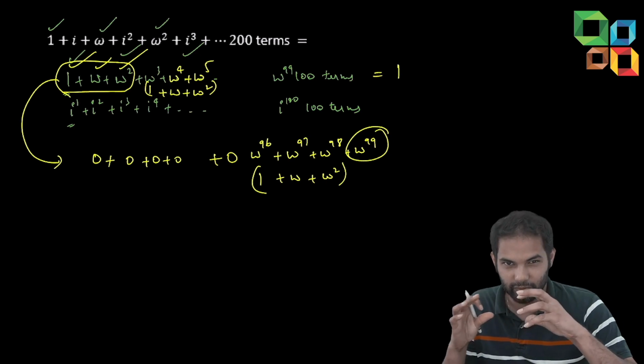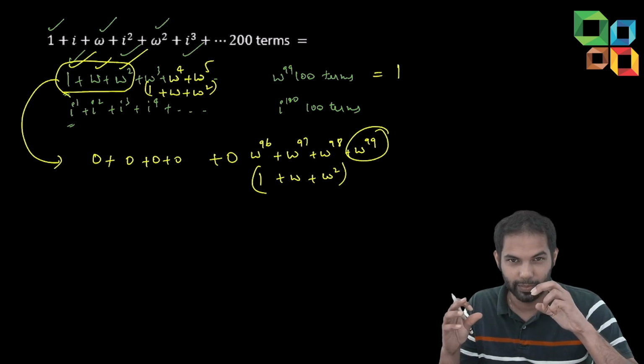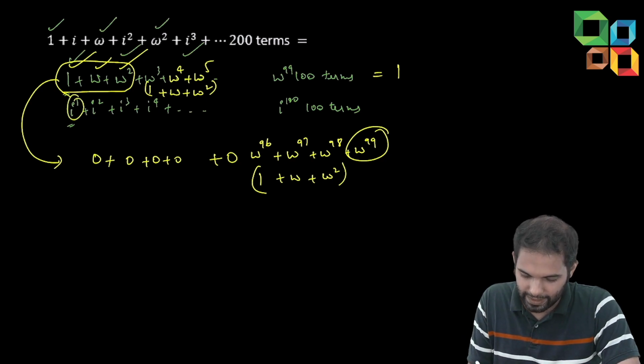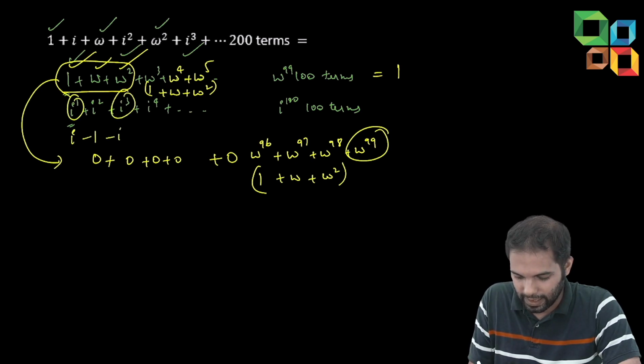So we found the sum of the first 100 terms, which we grouped up. That is equal to 1. Now again, let us look at the summation of the below terms. Now i is i itself, i square is minus 1, i cube is minus i, i power 4 is 1.